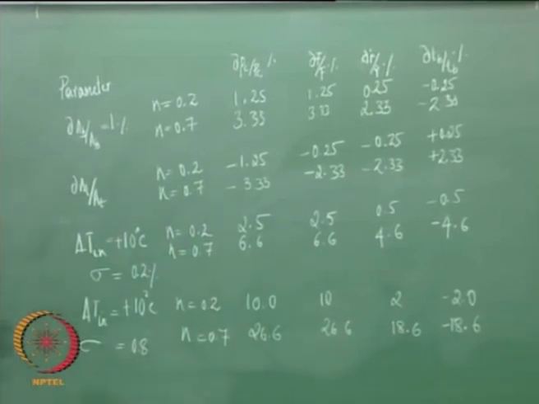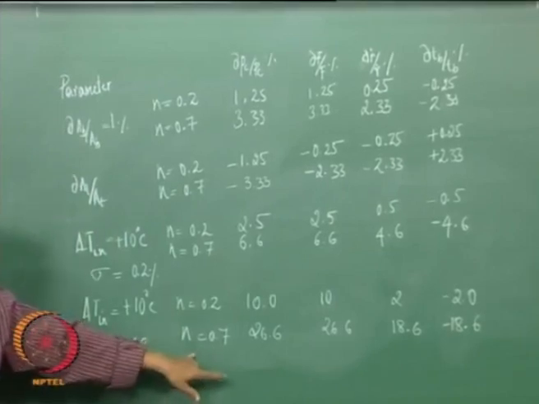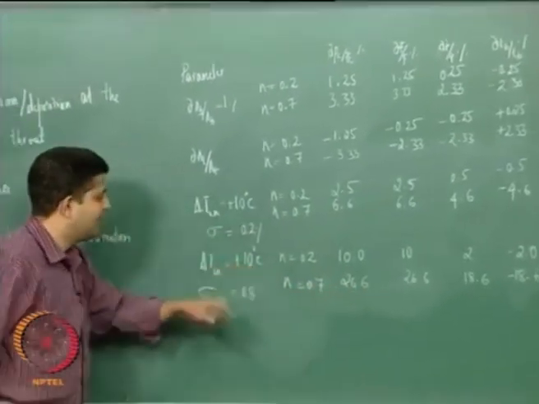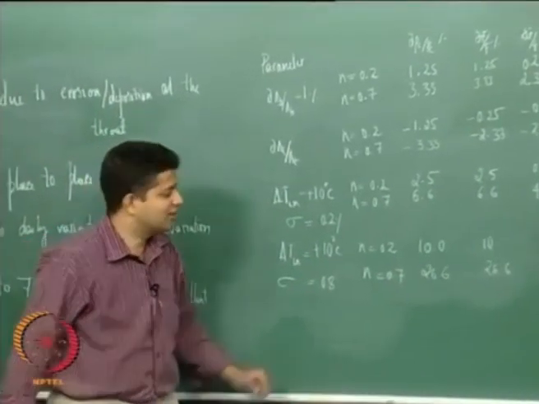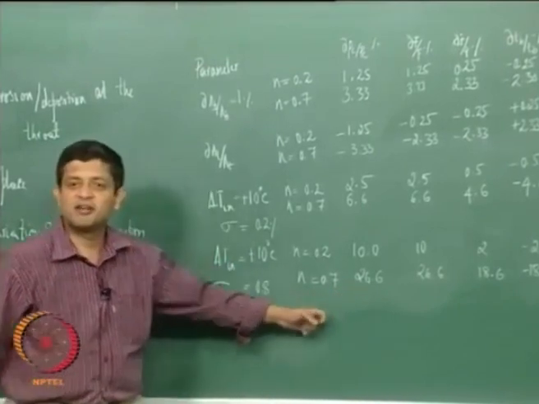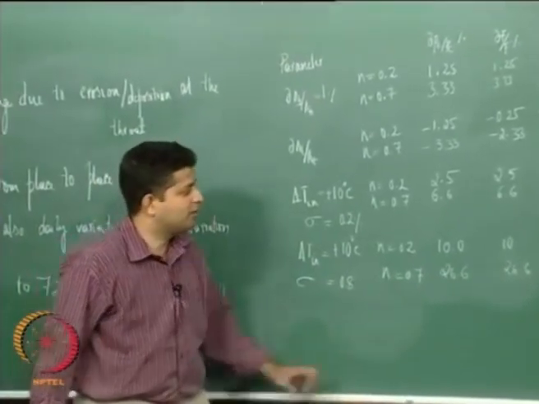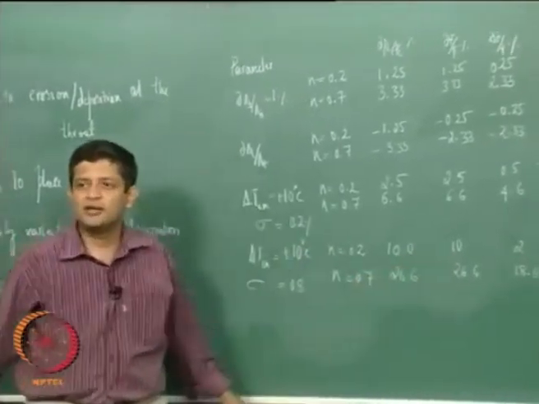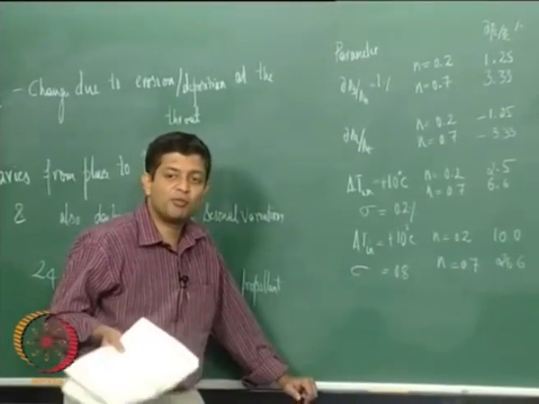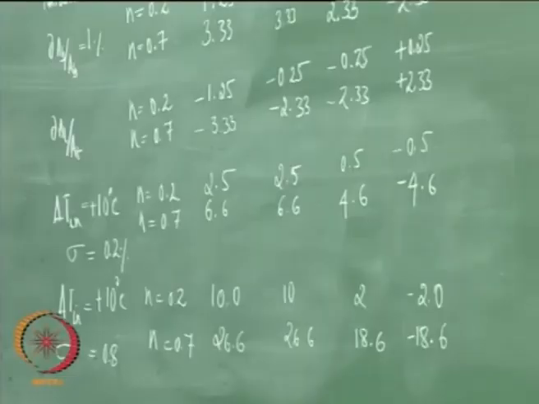Notice that the worst case would be if you have a large sigma and a large n. Then your changes to chamber pressure with a 10 degree change in ambient temperature can be of the order of 26%, which is pretty significant, and thrust will also change by the same margin. So, it is very important to have propellants that have low n and low sigma p.